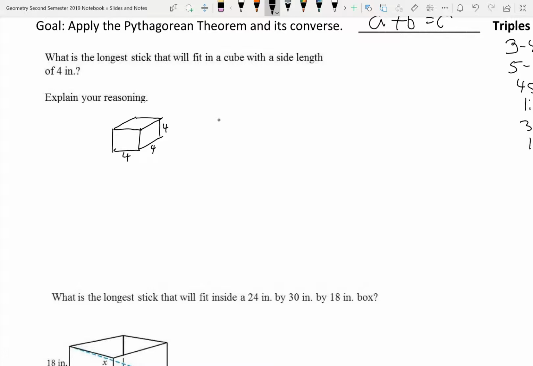I also will like to draw the back edges. I can see a little bit better. Okay. So the longest stick is going to go from corner to corner. And it would be this, if I were to draw a dashed line, this distance right here.